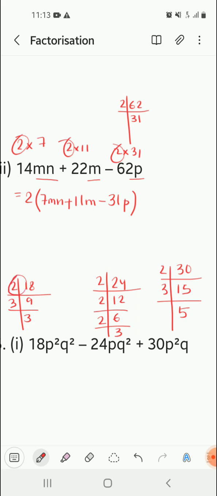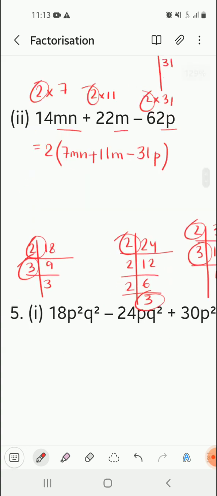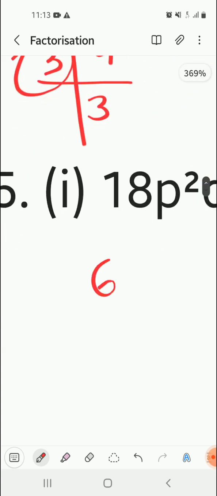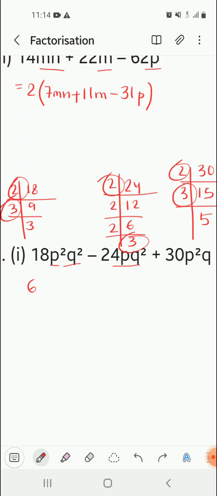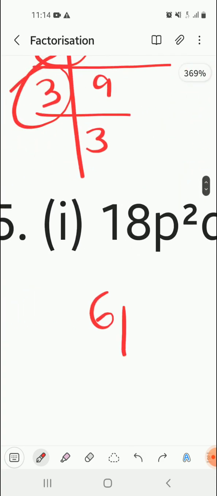So here there is a 2, 2 and 2. This is common. Again you have got a 3 here and a 3 here, which means 2 into 3, 6 is common for all. So we are going to write 6 here. p square q square, here we have got p q square, here we have got p square q. It means basically p and q is common for all. So we are going to write pq here.